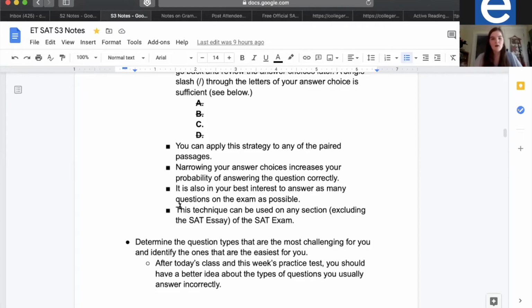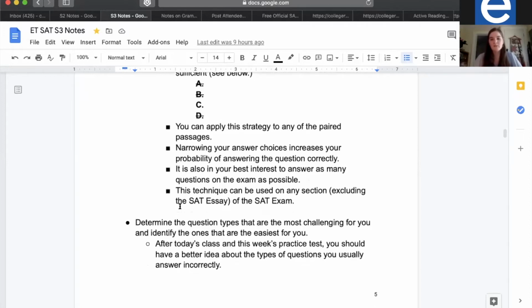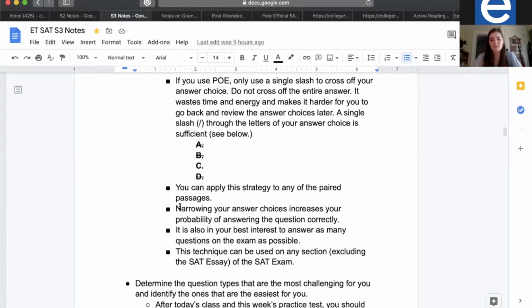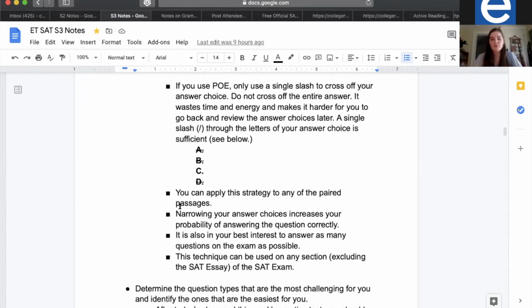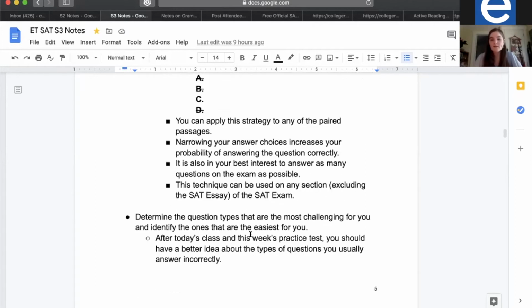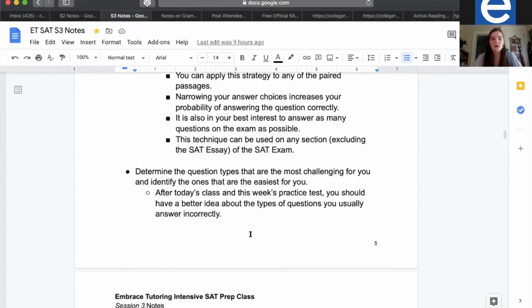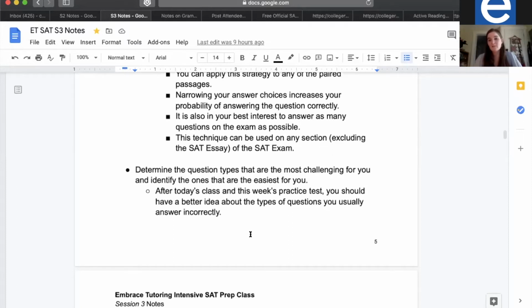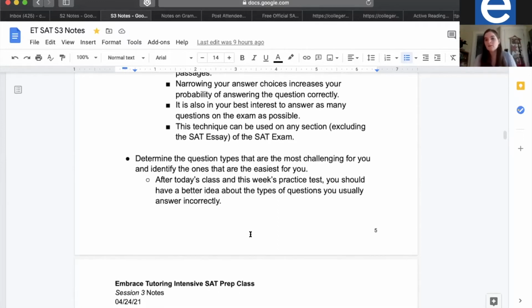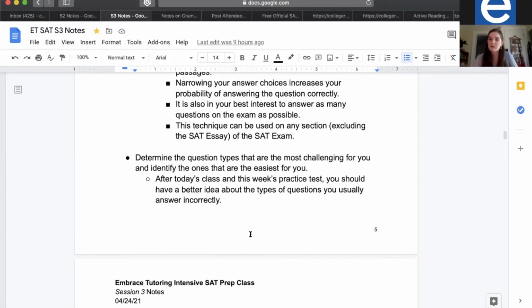Okay. So you can apply POE to any of the paired passages or to really any of the passages. Narrowing your answer choices increases your probability of answering the question correctly, which is pretty basic logic. And it's also in your best interest to answer as many questions on the exam as possible. If you want to know why, please revisit the section in chapters 1 to 2, somewhere in there from the textbook that discusses scoring, because that'll talk about the point allotment.